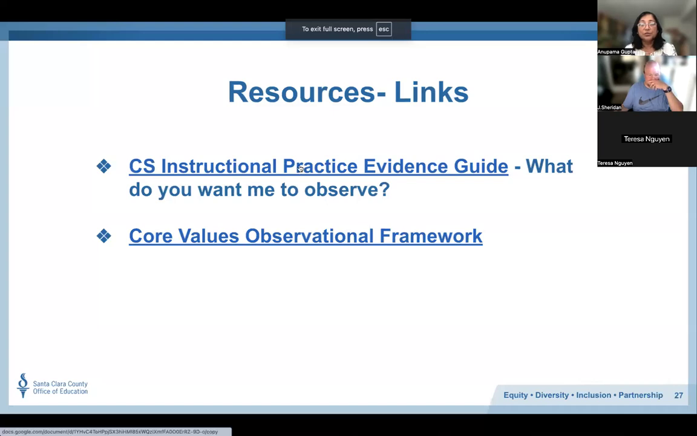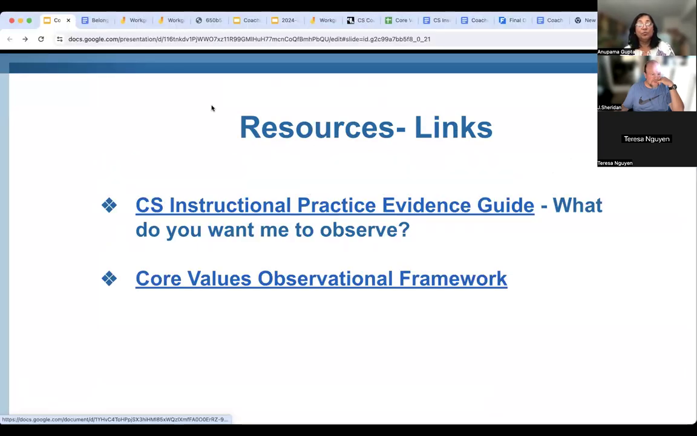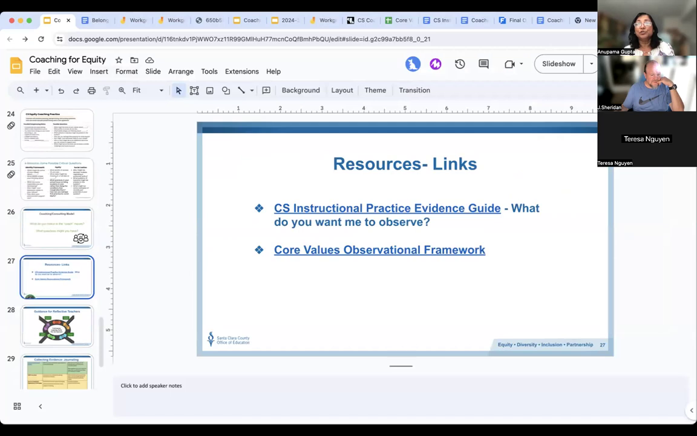So the first one is the CS Instructional Practice Evidence Guide. I'm hoping this will be very useful to you. So let me share that with you.